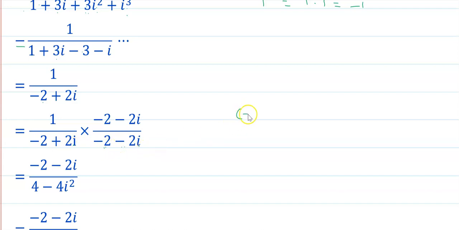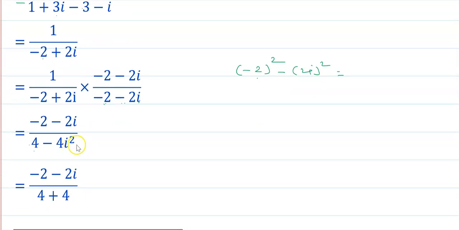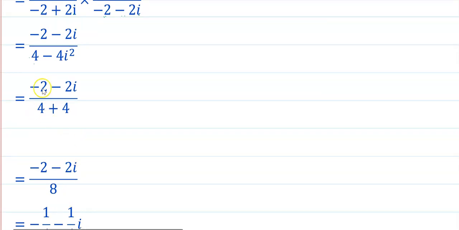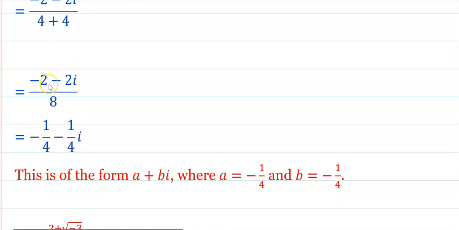Means what? Minus 2 चा इथे square. Minus 2i and it's a square. Minus 2 square is 4, so only the minus sign put again. Minus 2 square becomes 4. Minus 4i square, but i square is minus 1. Minus and minus will become plus. 4 plus 4, you are getting 8. Again, minus 2 minus 2i upon 8. Split up this: minus 2 upon 8 minus 2i upon 8.